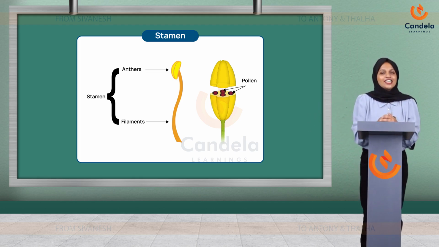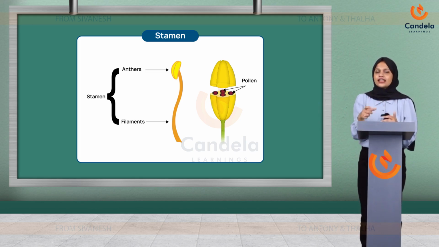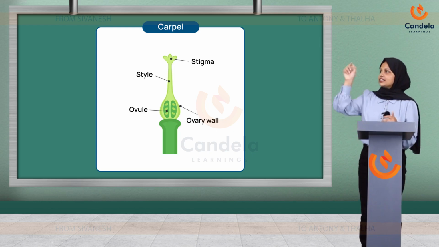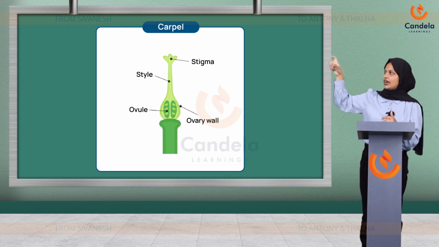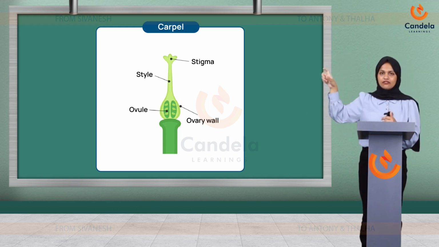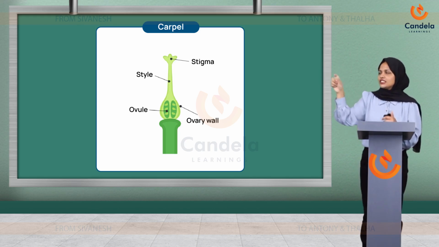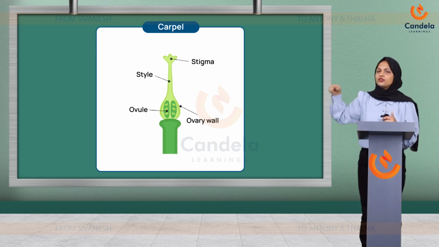Now we can move on to the next reproductive organ, which is known as the carpel, and the carpel is the female reproductive organ. It consists of three main parts: the stigma, the style and the ovary. The stigma is the one which receives the pollen grains from the anther, or we can say that it is on the stigma that the pollen grains are landed. Then there is a long tube-like structure which connects the stigma and the ovary, and that tube is known as the style.